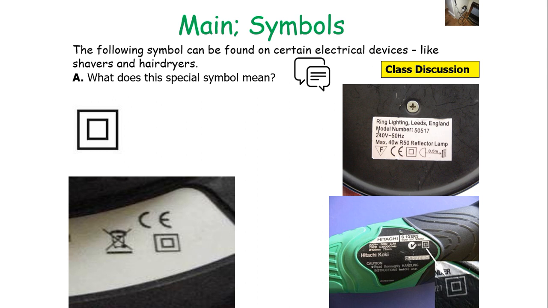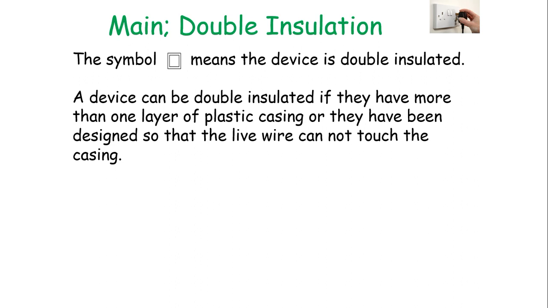Now, there's also a special symbol found on certain devices, and it's basically two squares, one inside of the other. What does this symbol mean? This symbol means that the device is doubly insulated. It has double insulation. A device can be double insulated if it has more than one layer of plastic casing, or it's been designed so the live wire cannot touch the outer casing.